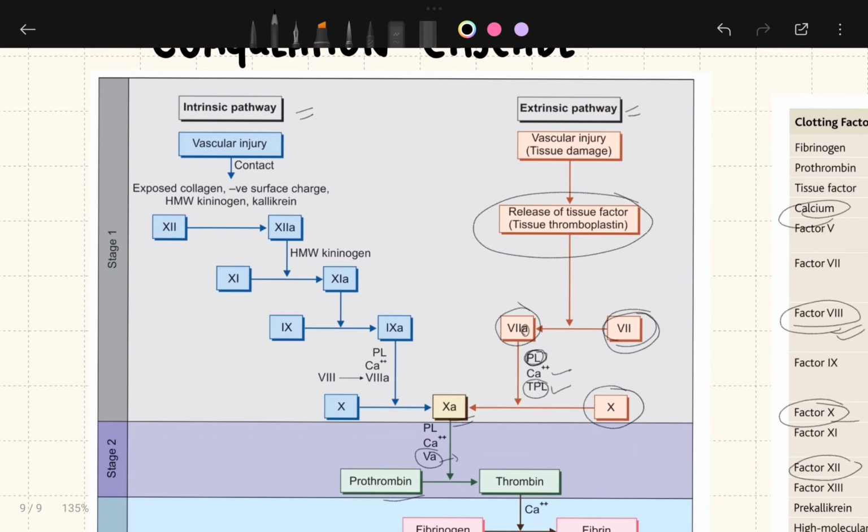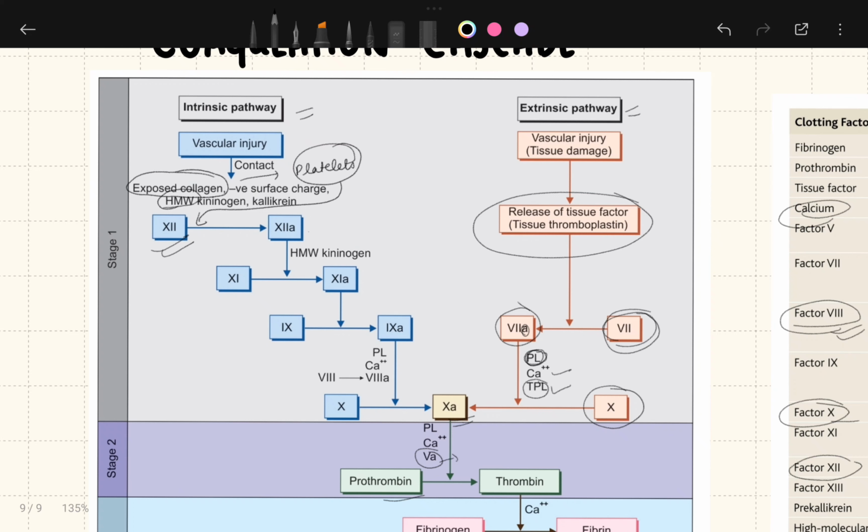Now this is the intrinsic pathway. How does this intrinsic pathway get activated? We have already discussed that the extrinsic pathway is activated through tissue damage or vascular injury. Here in the intrinsic pathway, after vascular injury, the pathway is not activated by the release of tissue factor, but because of contact between exposed collagen and the platelets. The factors present in the blood get exposed to collagen, negative surface charge, and HMW kininogen. What is HMW kininogen? It is high molecular weight kininogen, or kallikrein. These are the factors that promote the intrinsic pathway of coagulation.